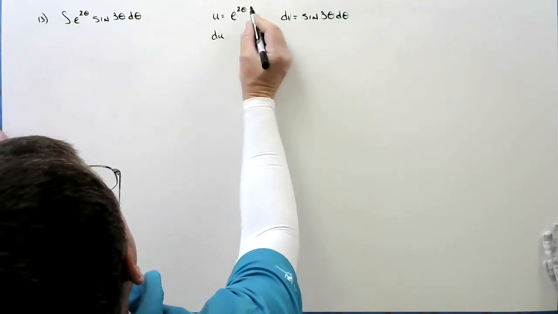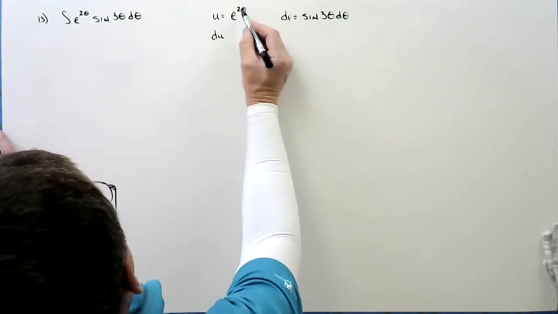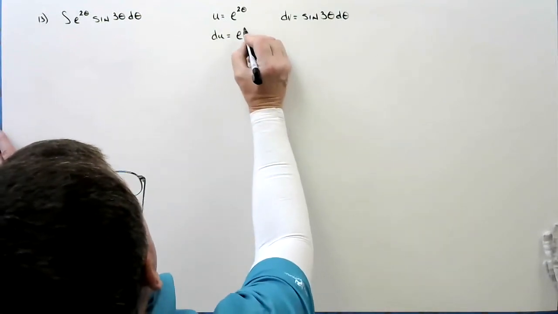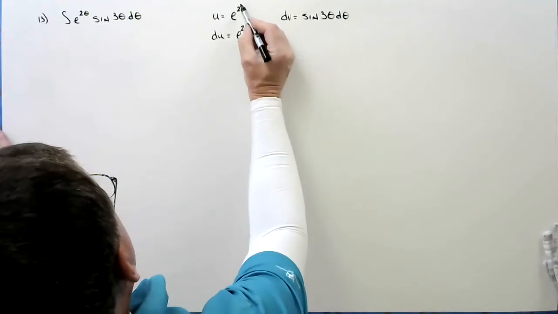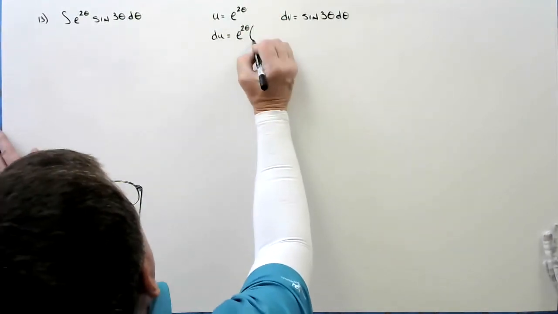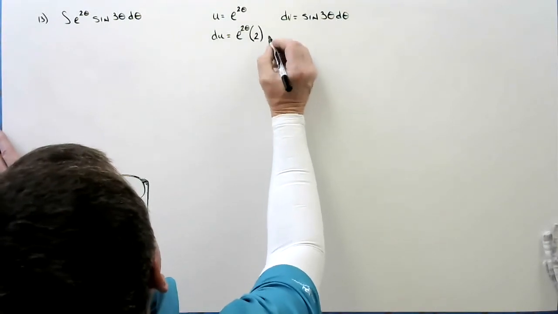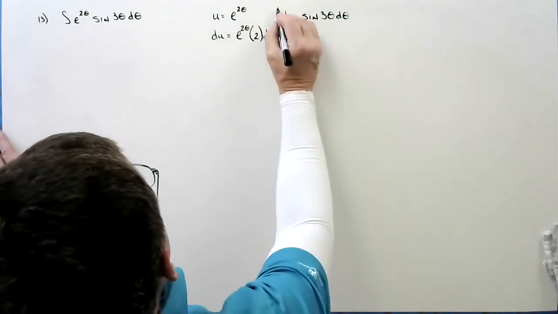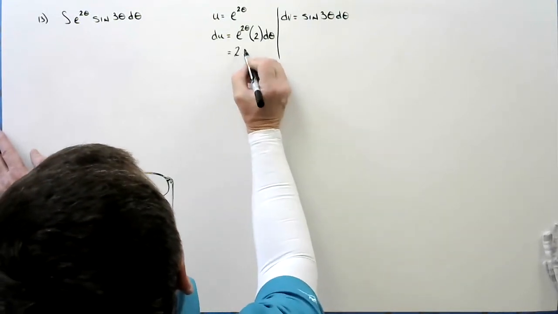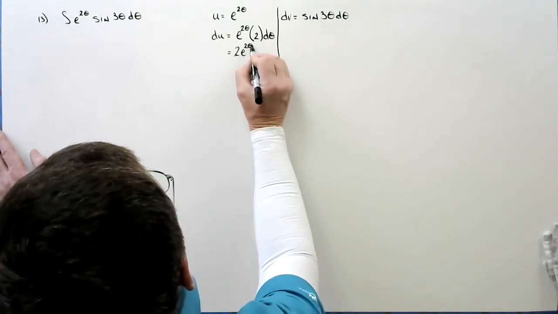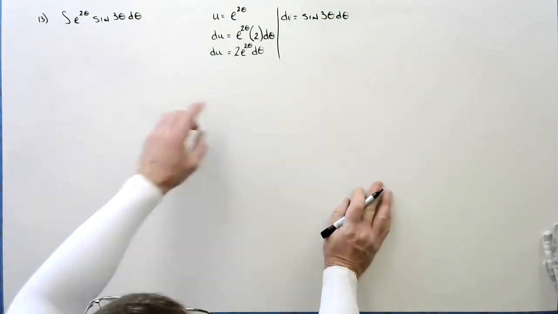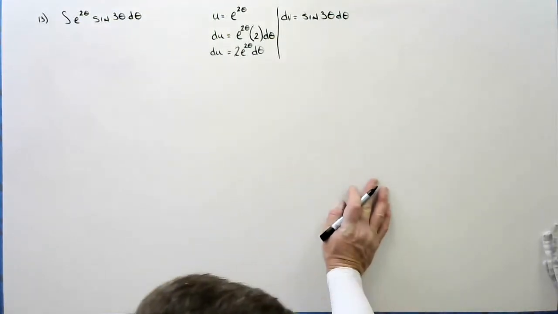We take the derivative of e to the 2 theta. Now the derivative of e to the 2 theta, we're going to have to use the chain rule there. So that's going to be, first of all, e to the 2 theta. Then we have to take the derivative of the inside function. The derivative of 2 theta is 2. And then we get d theta. So we get here 2 e to the 2 theta d theta. That's our du. Now we have to integrate sine 3 theta.